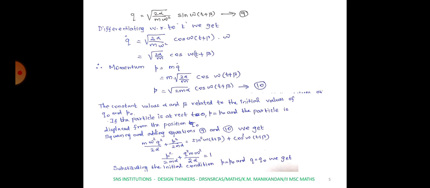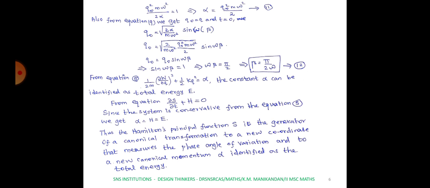Here the ninth equation is q equal to root of 2 alpha by m omega square into sin omega of t plus beta. In this equation you replace q by q naught and t equal to 0. So therefore you are getting the value of q naught equal to root of 2 alpha by m omega square into sin omega beta. Now substitute the value of alpha from the equation 11. You will get q naught equal to root of 2 by m omega square into alpha is replaced by q naught square m omega square by 2 into sin omega beta.